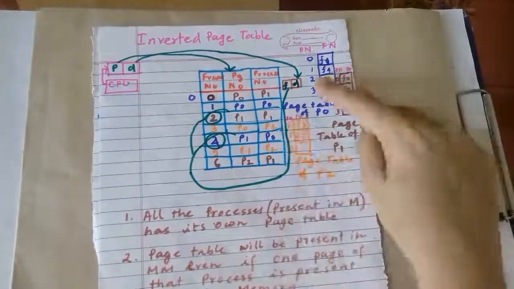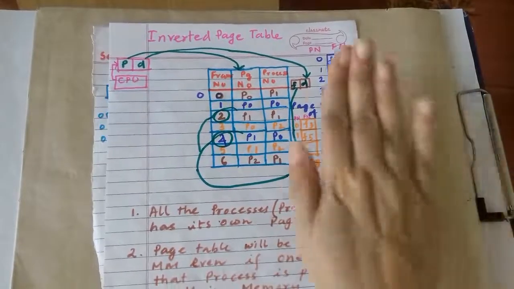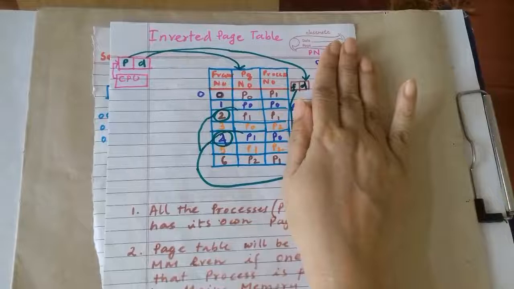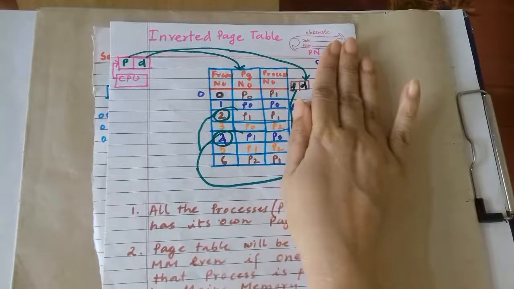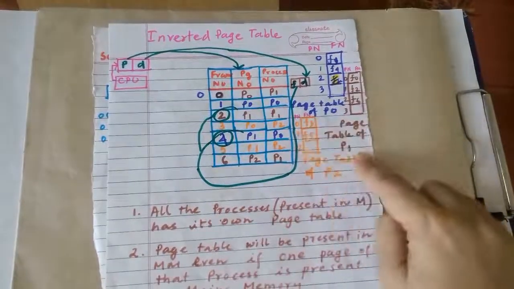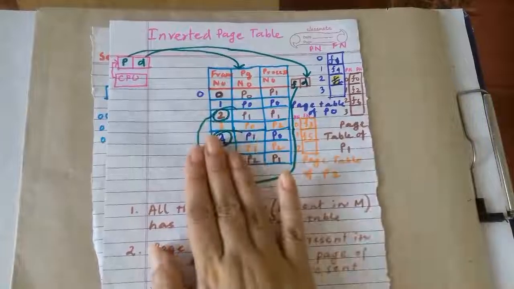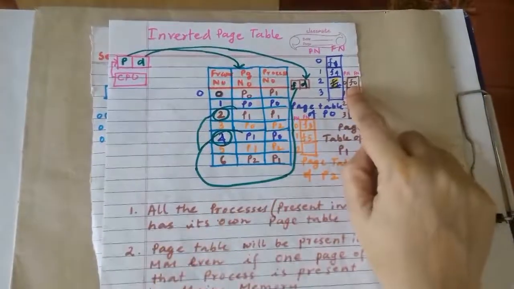Earlier, the concept was that all the page tables should be loaded into the main memory. Now the concept is not this. We will not have individual page tables for all the processes. We will have a combined page table for all the processes, but the method of creation of this is in an inverted way. So let us see what we have considered.